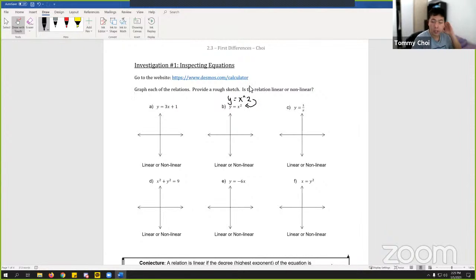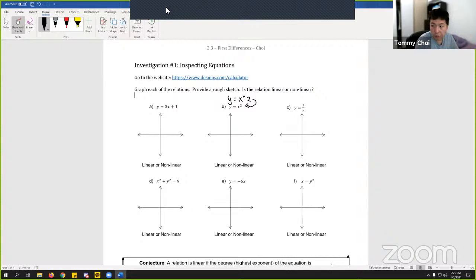Try graphing them and then circle whether it's linear or nonlinear. We'll take it up in around 5 minutes just to make sure we're all on the same page on understanding what is linear and what is not linear.